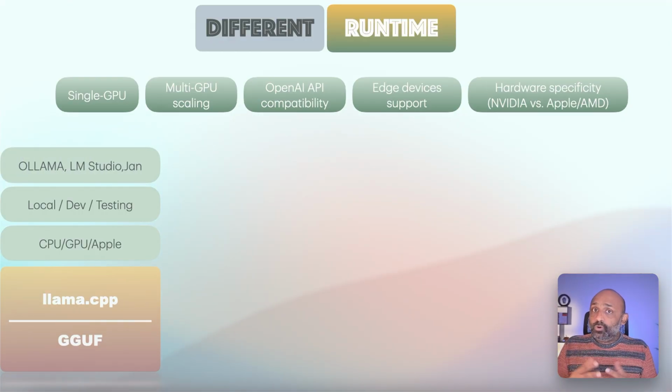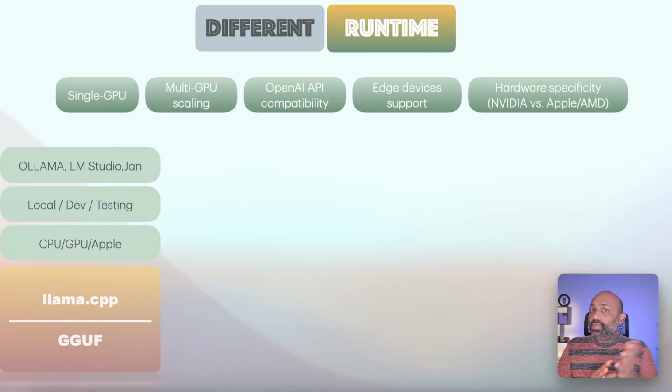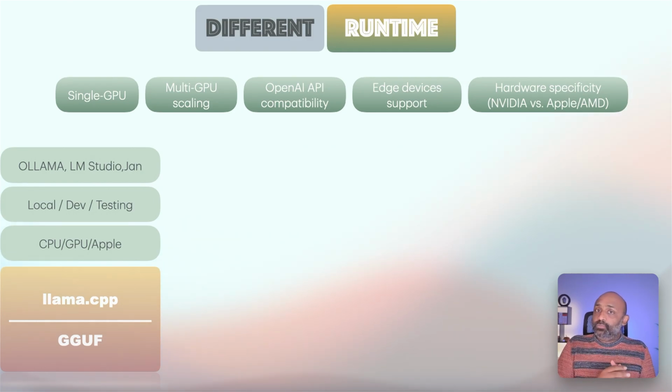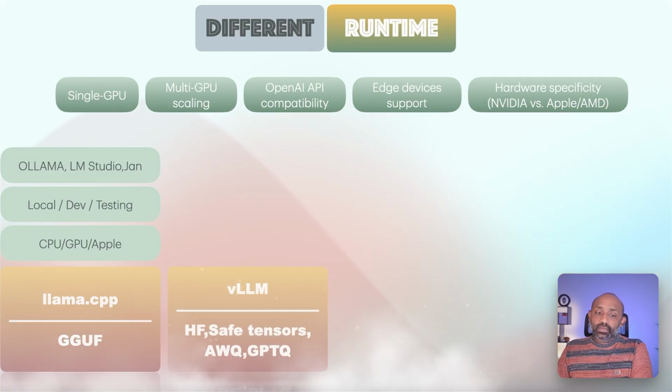There are a lot of frameworks built using Llama CPP as a backbone, right? Some of the famous ones are Ollama, LM Studio, and Jan, which use Llama CPP behind the screen as a backbone. The file format supported by Llama CPP is GGUF, GPT Generated Unified File Format. When it comes to development, testing, and local deployment, Llama CPP is one of the main runtimes which predominantly gets used.